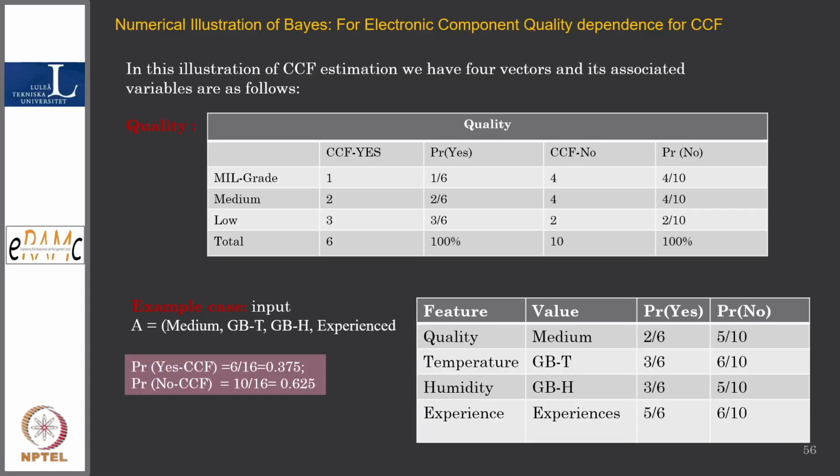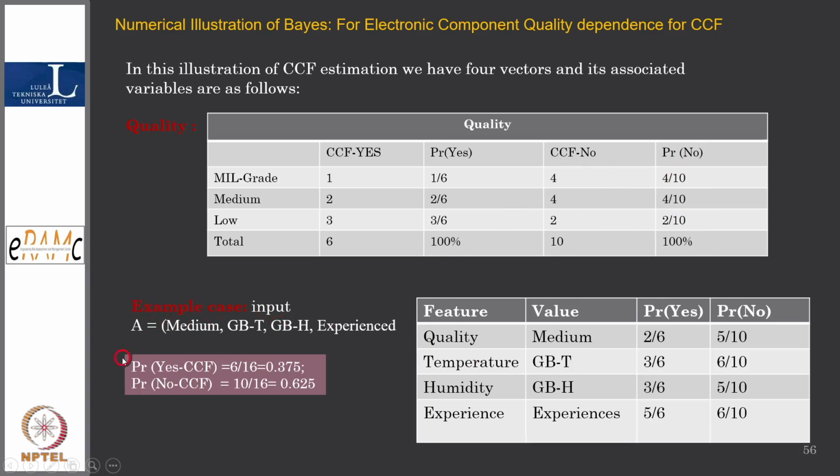Now if I translate it into the problem, for my quality matrix, I have common cause failure yes. How many yes are there? High rate 1, medium 2, and low 3. So total 6 yes are there. Similarly, probability of yes is 1 by 6, 2 by 6, 3 by 6, straightforward, 100%. Common cause failure no: 4, medium 4, and 2, so 10. So now we have probability of no equal to 4 by 10, 4 by 10, 2 by 10, and if I add all, it will become 100%.